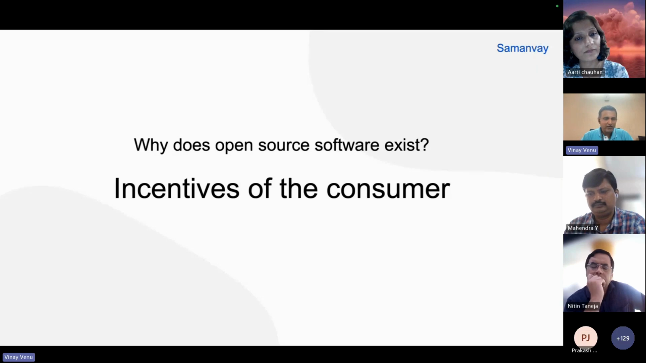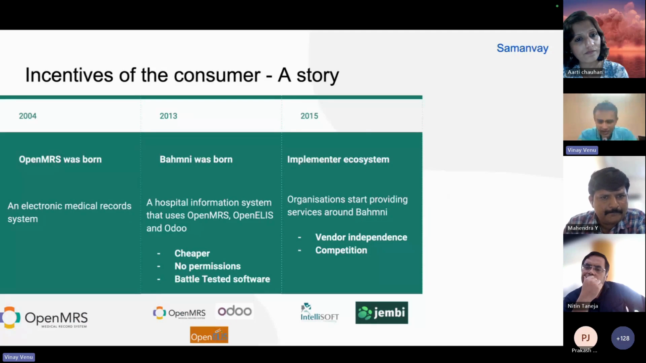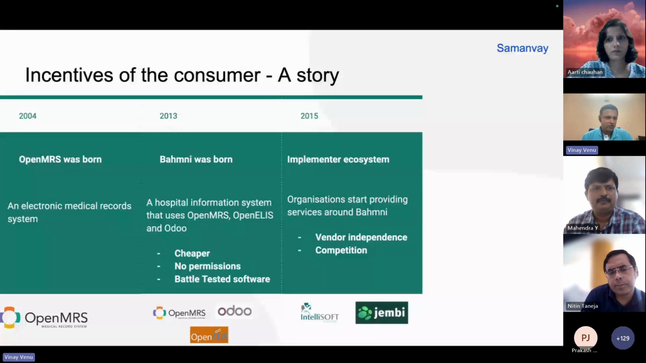Now, what is the incentive from a consumer? You as a consumer, why should you care about open source? Okay, so let me tell you this through a story. This is basically my story, in the sense of what I've been going through over my lifetime with different software products, and the story will differ across people, but this is how it is. So in 2004, OpenMRS, Open Medical Record System, an electronic medical record system, was created somewhere around then.